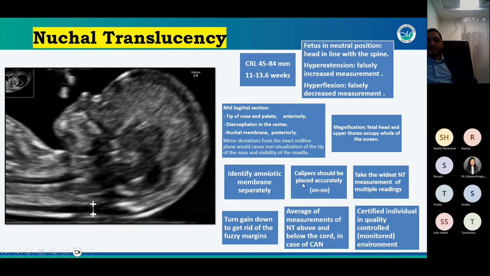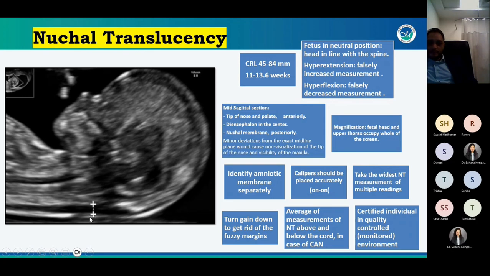The next prerequisite, the calipers should be accurately placed. Accurate placement of calipers means the horizontal limb of the caliper should be on the nuchal membrane along the margins of the nuchal translucency. The horizontal limb should be flush with the margins, on to on, neither in nor out nor anywhere other place except exactly on the margins. That is the only correct placement of calipers. Moreover, the measurement should be taken very vertically, as in this image. It should not go oblique.